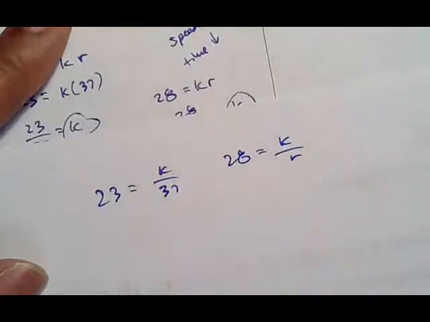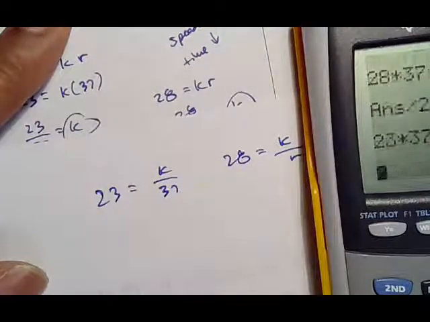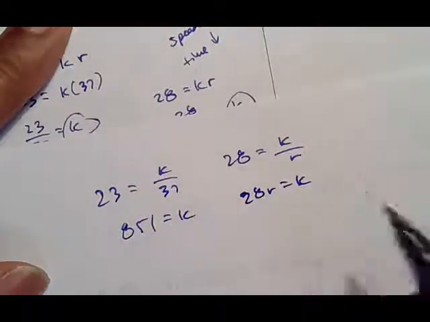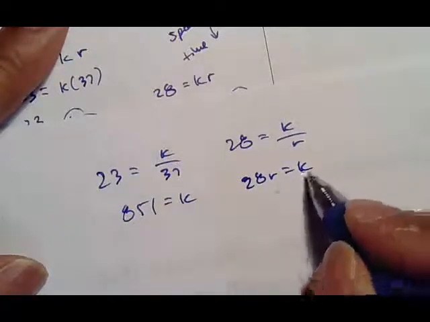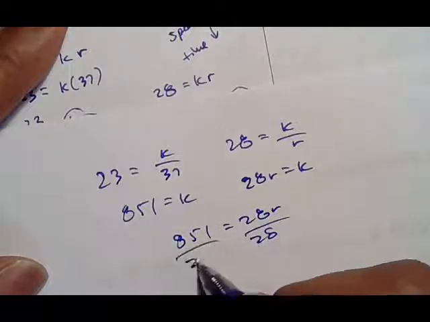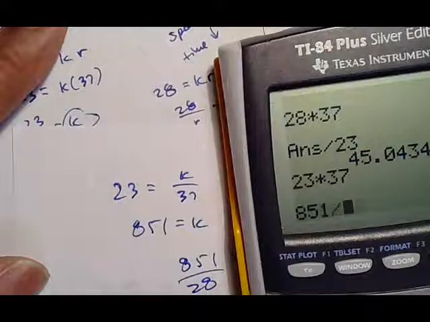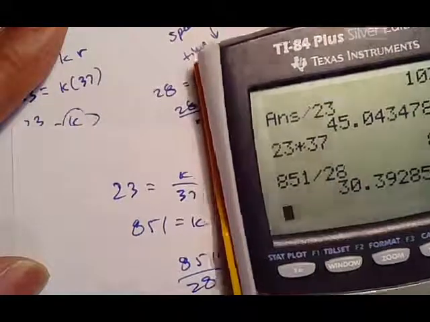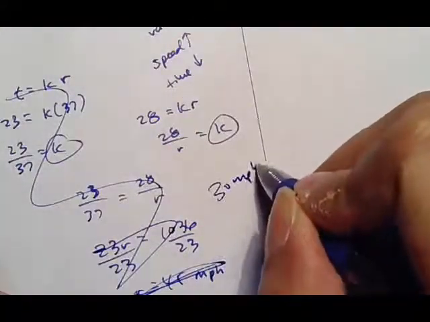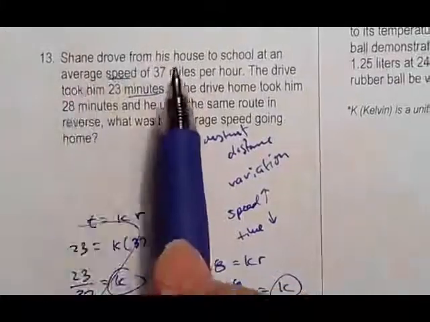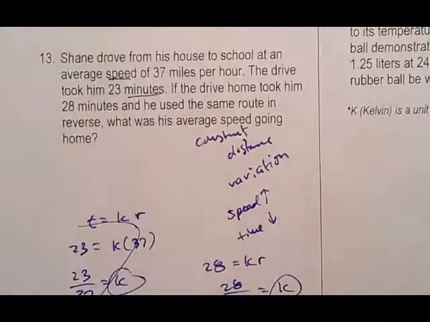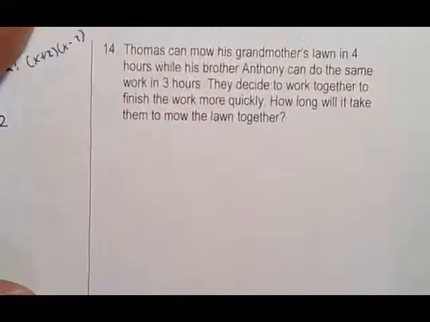There you go. Which means that 23 times 37 equals 851. And over here, 28r equals k. So what we're going to do is 851 equals 28r. So we divide by 28. Which is 30 miles per hour about, which does make much more sense. So again, 30 miles per hour would make sense because, if I drove 37 miles per hour and it took me 23 minutes, driving less should make more time. So whew, I survived. Didn't completely screw you up.